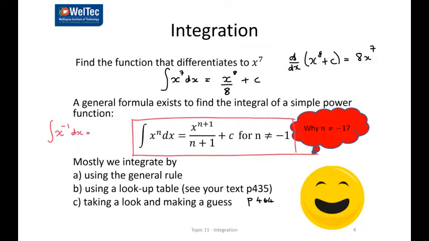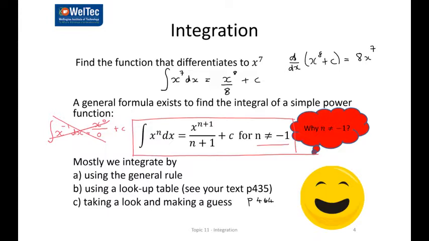So it's going to be x to the power of 0. That's okay. So far, so good. Over -1 plus 1. Uh-oh. That's where it doesn't work. So that's why it's saying n can't be -1, because otherwise we've got a problem. We can't have that. So as far as you're concerned, mostly we integrate using this rule.